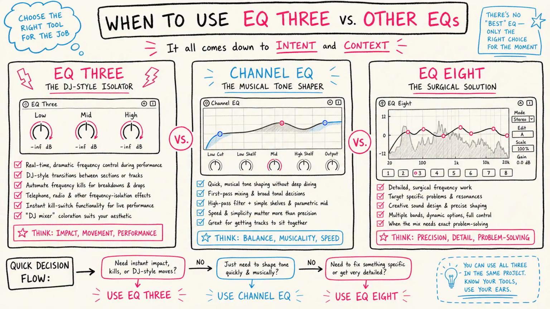The key insight is that these aren't competing tools. They're complementary tools designed for different jobs. A single project might use all three. EQ8 for surgical cleanup on individual tracks, channel EQ for quick tone shaping across multiple elements, and EQ3 for dramatic performance effects and automated breakdowns. Choosing the right tool for each job makes your workflow faster and your results better.